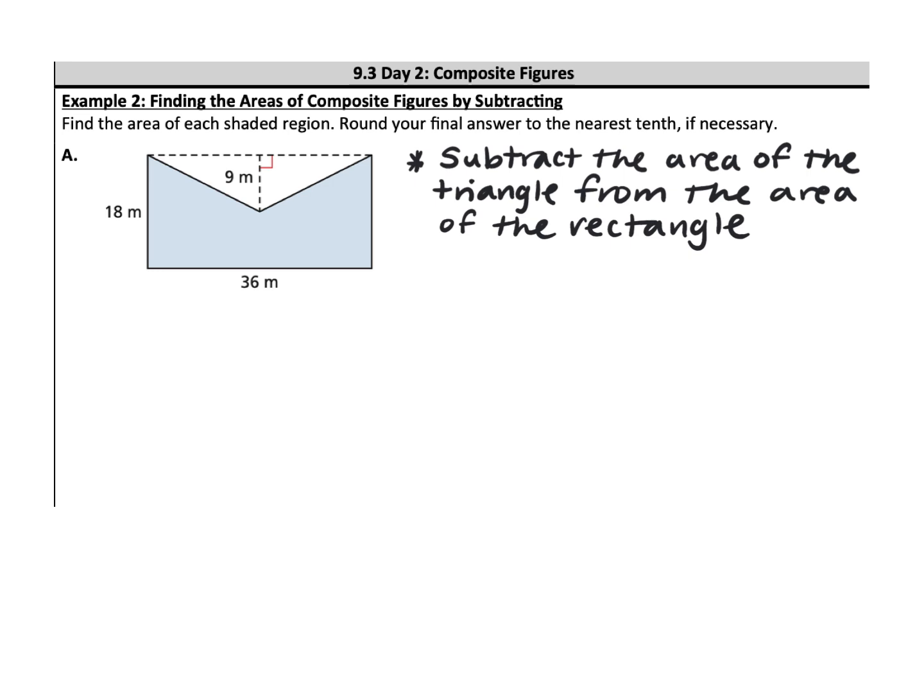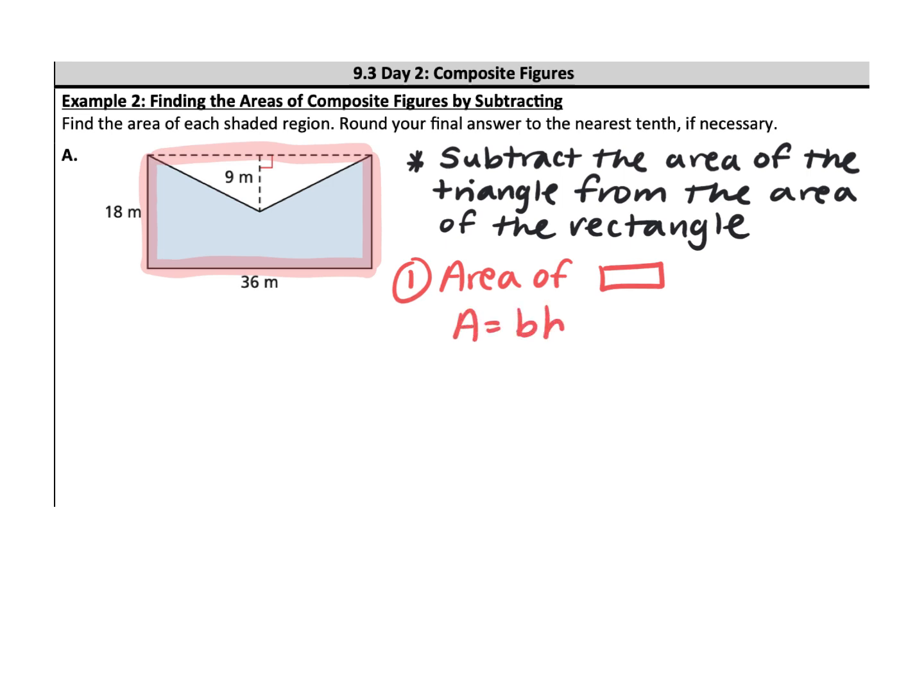Why don't we start with the area of the rectangle? And when I'm finding the area of the rectangle, again, I am just looking at the full rectangle as if that little triangle piece was not cut out. So we'll start right here. Step 1, area of the rectangle. And the area of a rectangle is just the base times the height. You can see those values are already in the picture. The base is 36 and the height is 18. So 36 times 18 is 648. That rectangle without the triangle cut out would be 648 square meters.